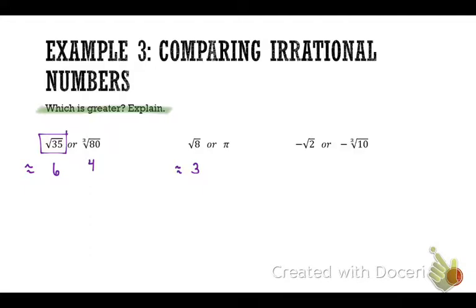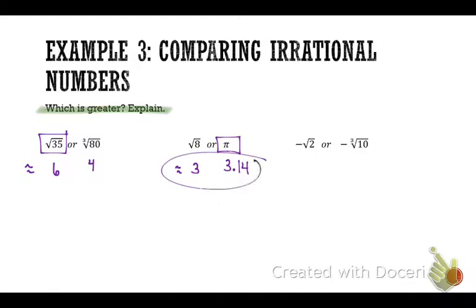Or what's the value for pi? 3.14. You might say, well, this is really close. Are you sure? Well, technically, the square root of 8 is not going to be 3, right? Because the square root of 9 is 3. So the square root of 8 is less than 3. So it's actually not that close. All right, which one is definitely bigger? Pi.